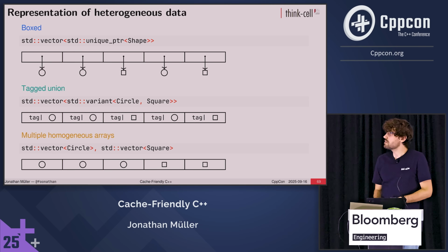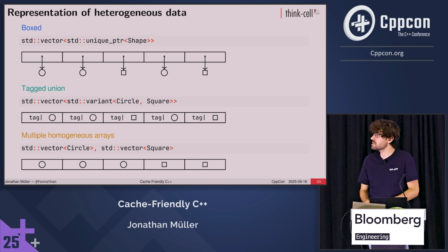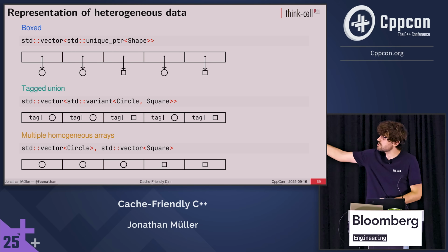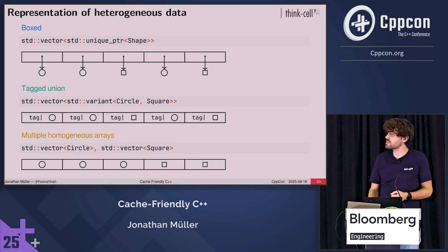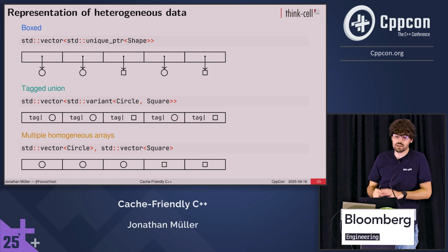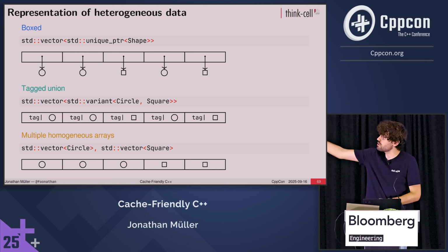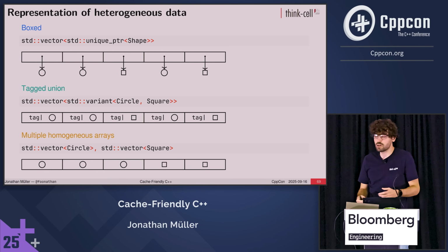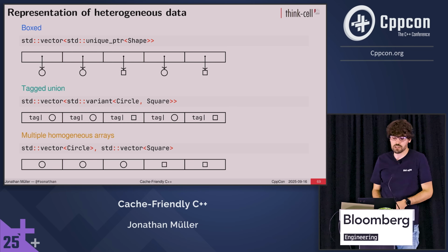We've got the box data in the classical OOP sense. We've got a vector of unique pointers to shapes. And this is essentially a vector of pointers, and then each of the pointers points to either a circle or a square. And if we iterate over them, this is really bad for the prefetcher because we follow a pointer every time. It has no idea about pointers, can't really help us. And we're also wasting entire cache line space on the pointers.